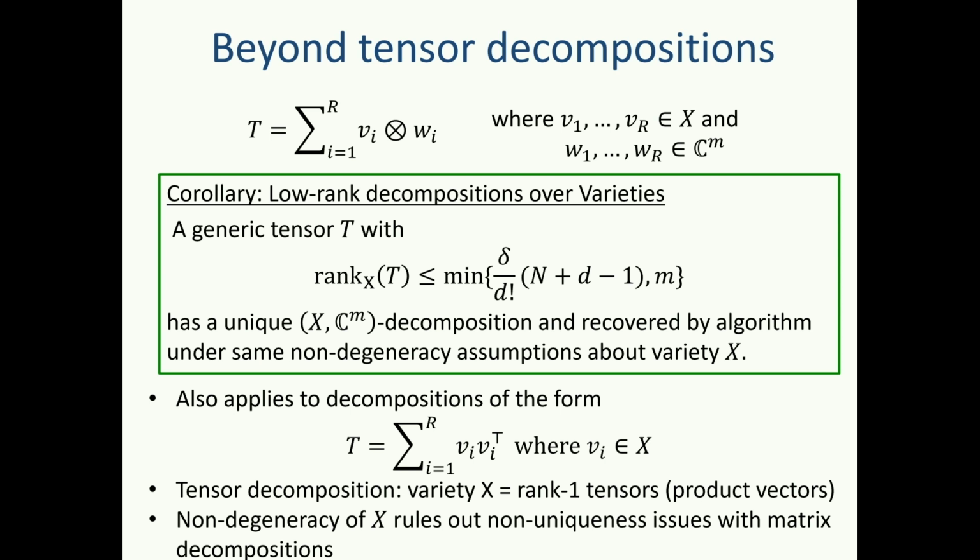Okay, good. And for people who think about tensor decompositions, there's always this nagging issue of non-uniqueness that comes from matrix decompositions. Matrix decompositions are not unique. There's this rotation problem. And that doesn't happen here precisely because of this non-degeneracy of the variety. And you need the non-degeneracy to ensure that you have uniqueness. I can go into that more later. Any questions before I move into the algorithm?